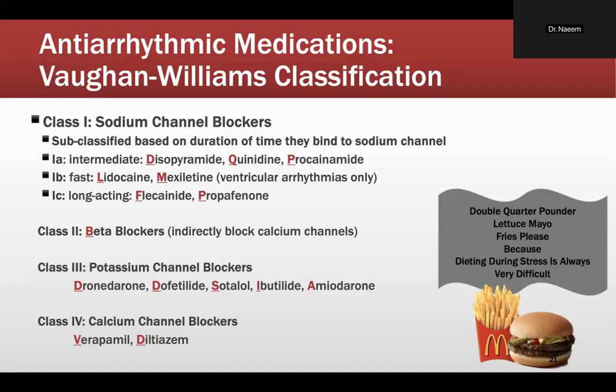So just to break down class one a little bit, as you can see here, there's subclasses. There's 1A, 1B, 1C, based on their duration of action. So there's the intermediate acting, the fast acting, and then the long acting. They are used for different purposes because of that. So getting right into it.